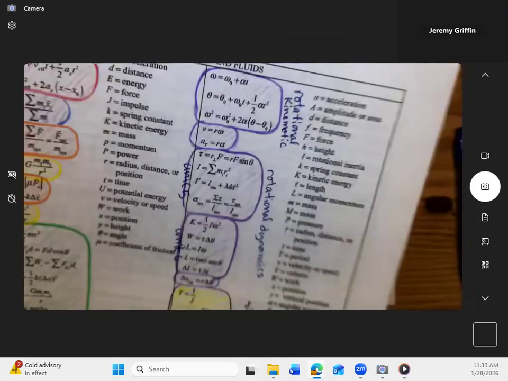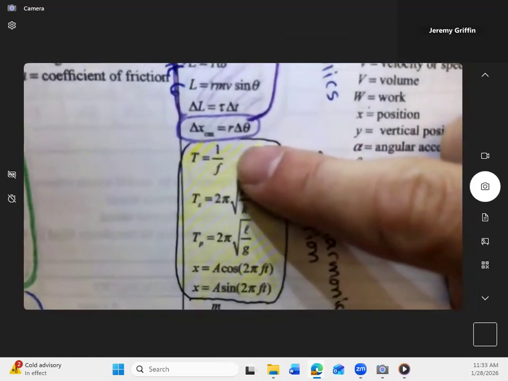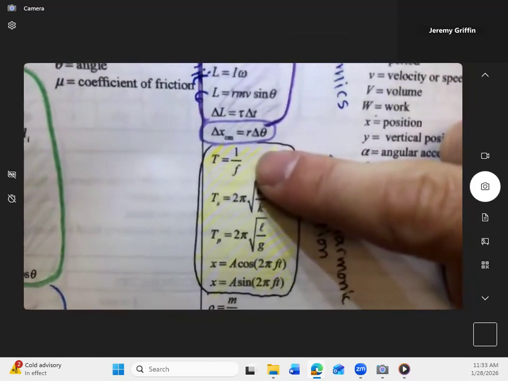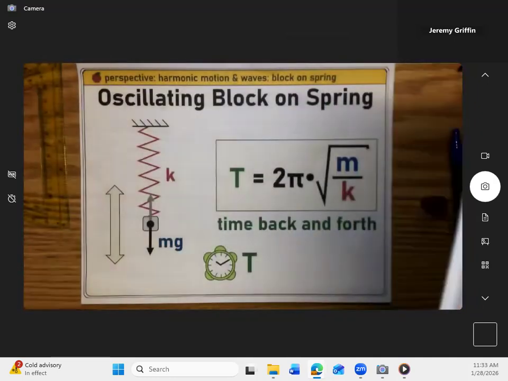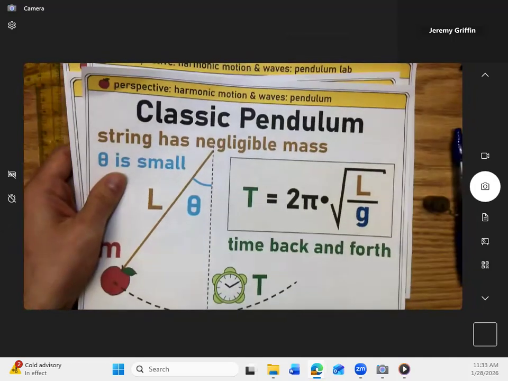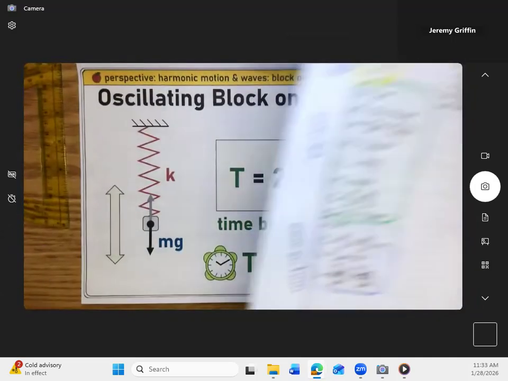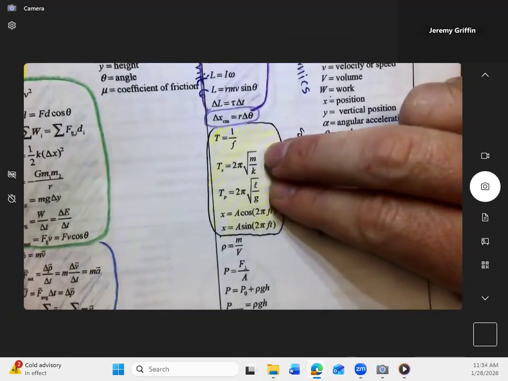Actually, while I'm holding this in front of the camera, how do you read this top one? What does this say? Yeah, time period is 1 over frequency. See that? Time period is 1 over frequency. Hold on to that idea. Then here's your spring formula, and here's the pendulum formula. They're very, very similar.